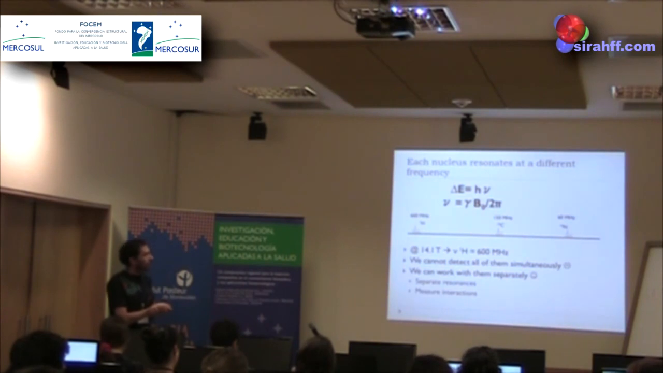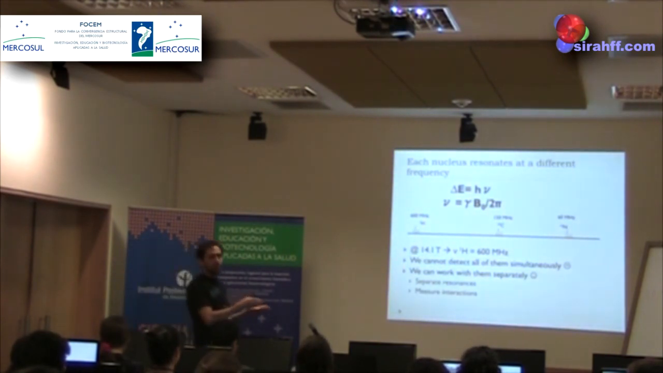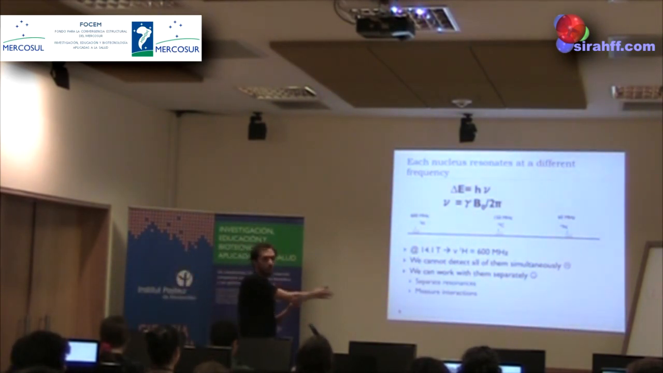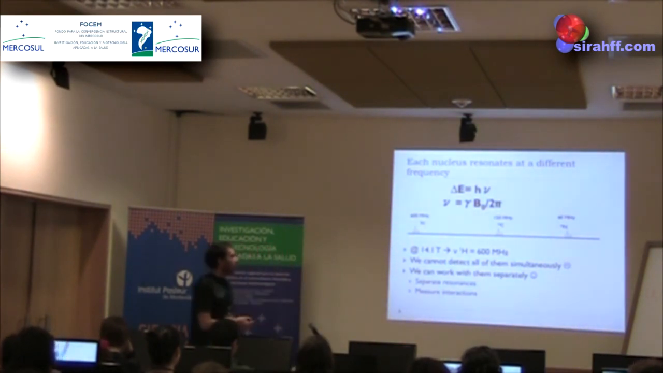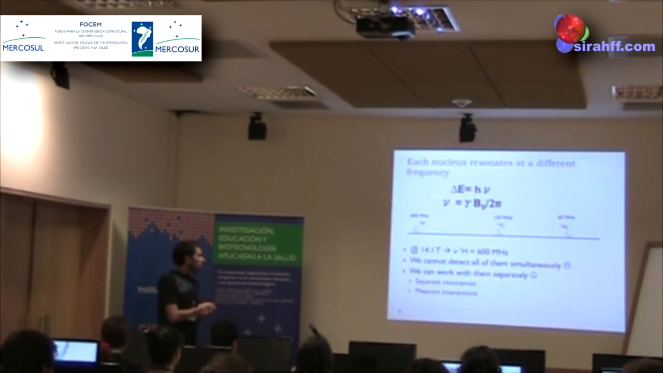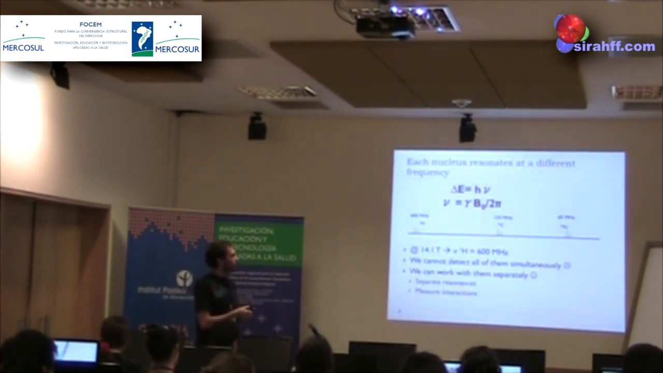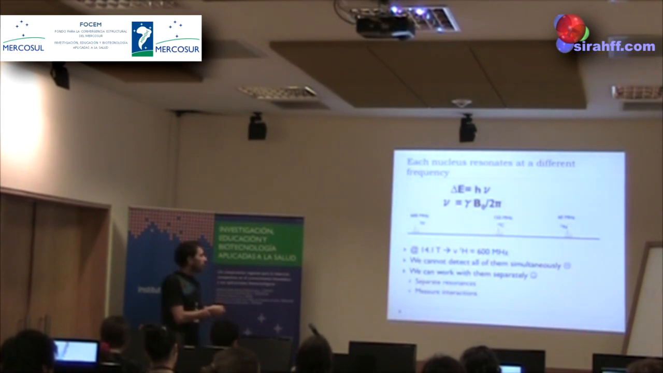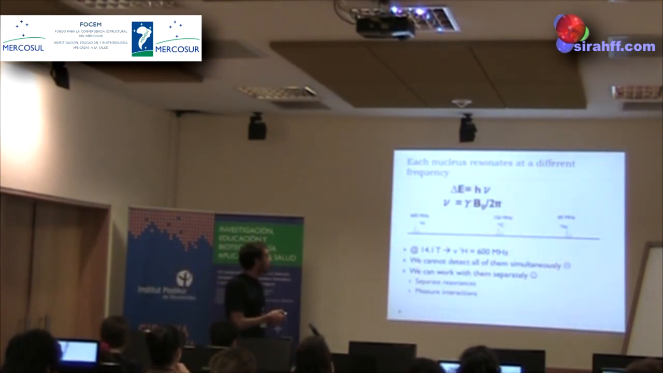That means that we cannot detect all of them simultaneously. It's not that we should go through a whole UV range to do a spectrum, going all the way to far UV. That's way too large to detect altogether. This can be seen as a problem, but it can be seen as an advantage because we can work with them separately. So we can see protons in one spectrum, carbon in another spectrum, and nitrogen in another spectrum, and see the interaction between them, and that will help us to get information.